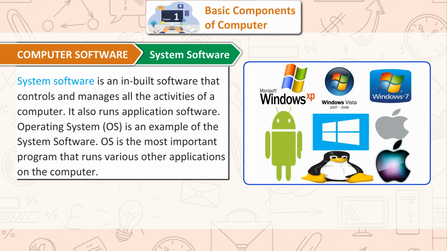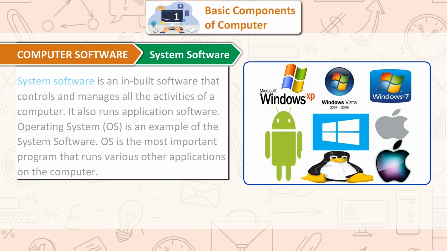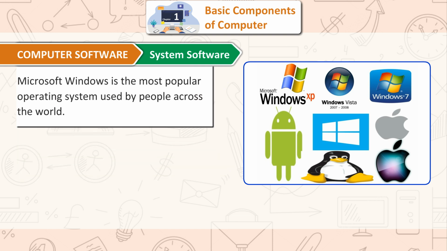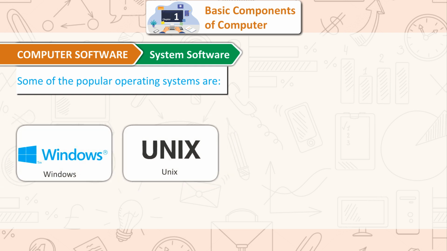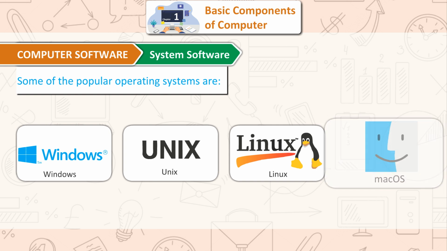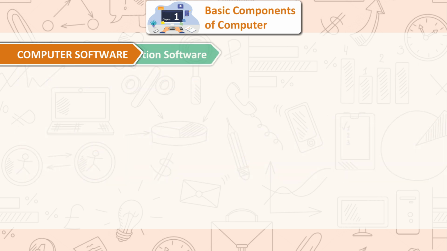OS is the most important program that runs various other applications on the computer. Microsoft Windows is the most popular operating system used by people across the world. Some of the popular operating systems are Windows, Unix, Linux, Mac OS.